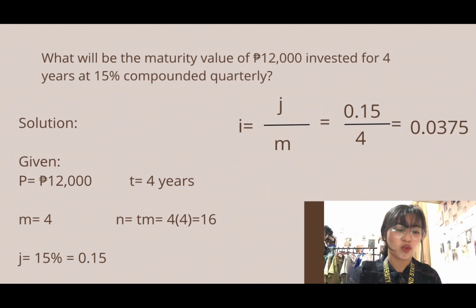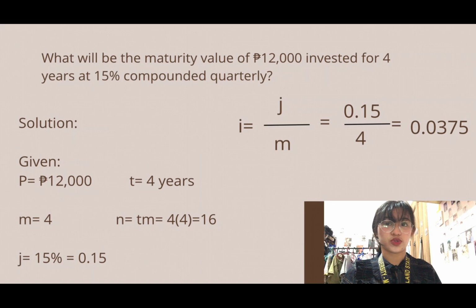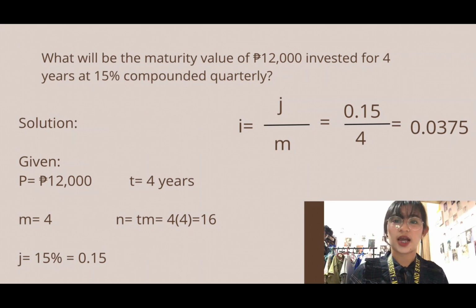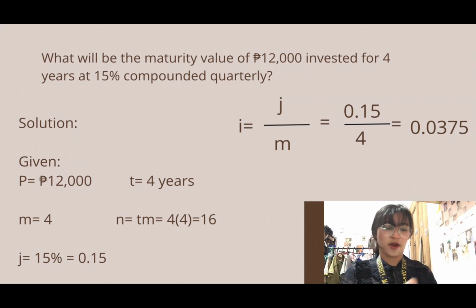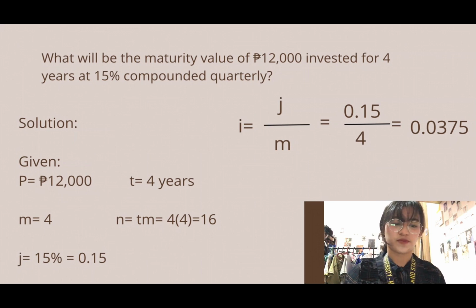So we have the example: what will be the maturity value of 12,000 pesos invested for 4 years at 15% compounded quarterly? So this is the solution and these are the given. The principal is 12,000 pesos. And M, you remember M, is the number of conversions per year. Since it is quarterly, the M is 4. Then T is time, given as 4 years, so our T is 4.